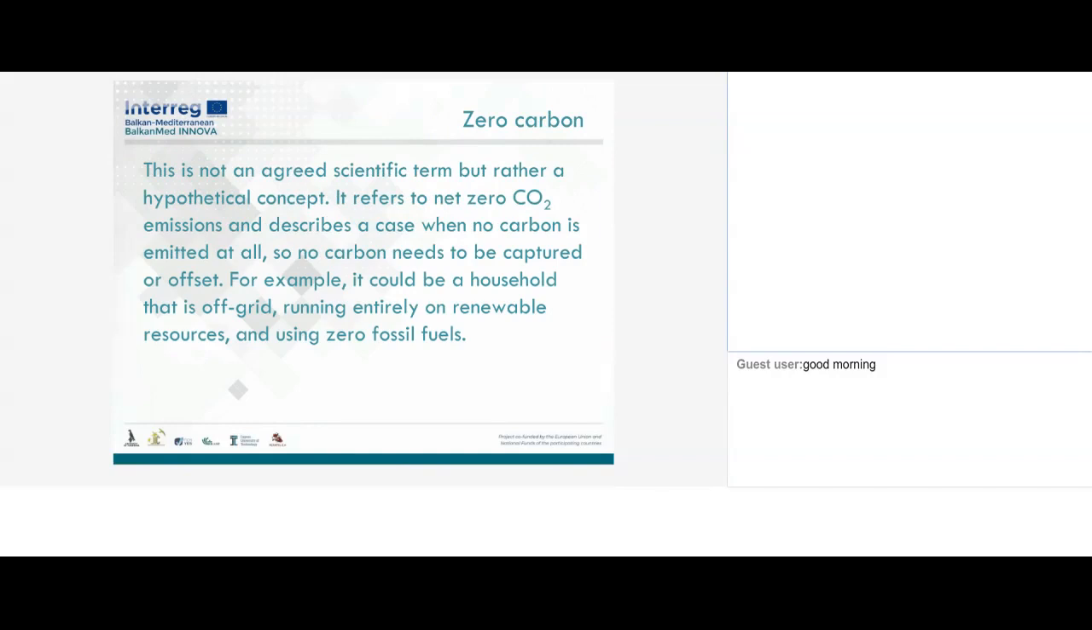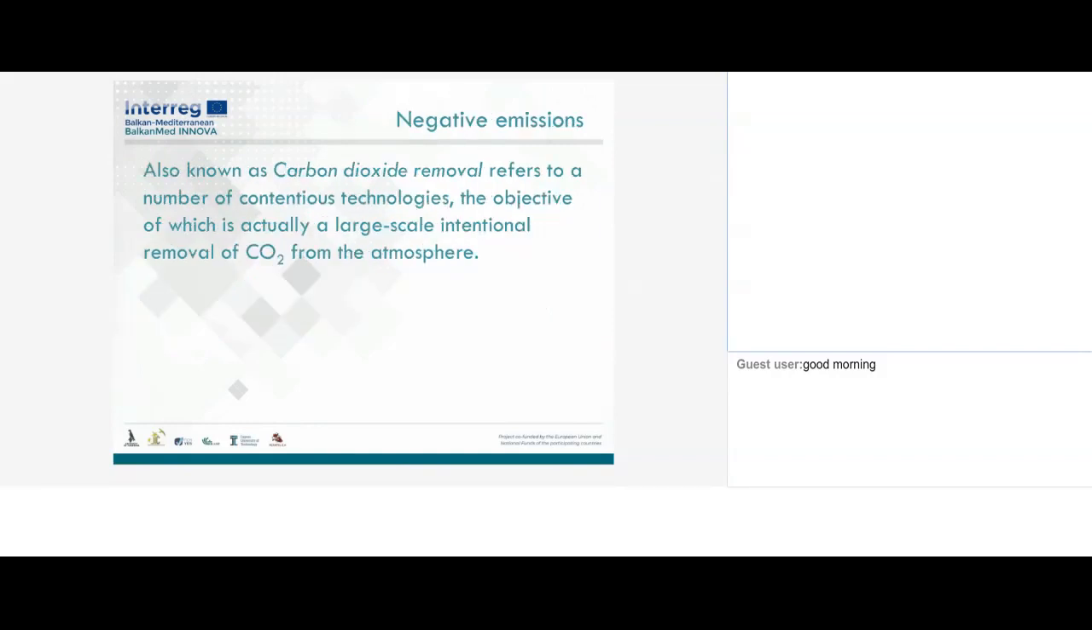But again, this is more like a wish, a hypothetical concept. It's something that we would like to achieve, something that we are going towards. The next concept, the next strategy, is negative emission. It is also known as carbon dioxide removal. It refers to some contagious technologies with the objective to remove CO2 from the atmosphere.